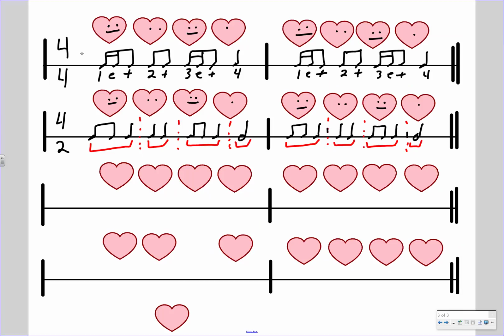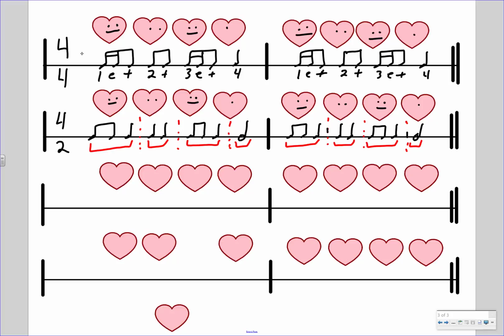Okay, listen to it once again. Check your work. Ready and go. Counting would still be the same. 1E-and 2-and 3E-and 4. Look at the red brackets. I've actually grouped the beats so you can see that each beat is going to add up or equal a half note, because the half note in 4/2 gets the beat.